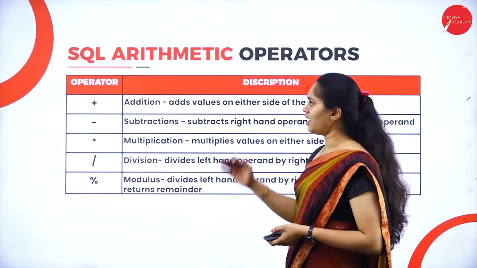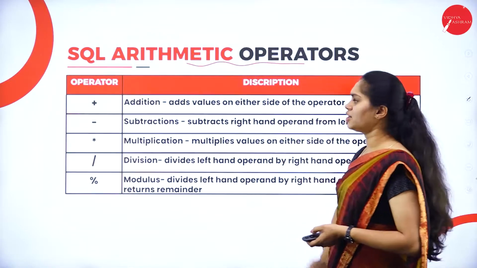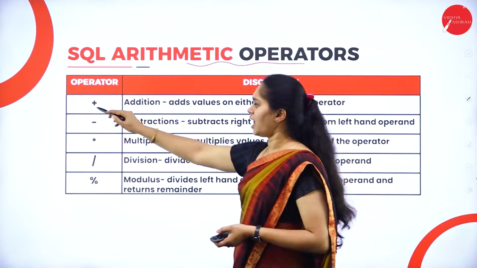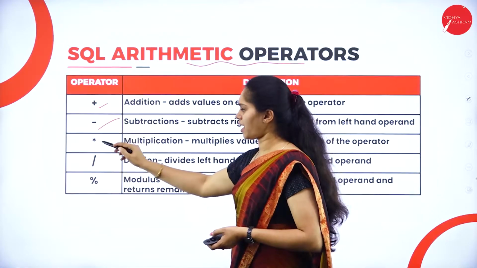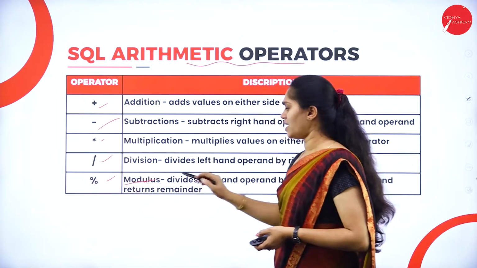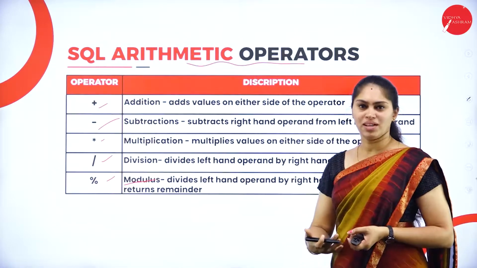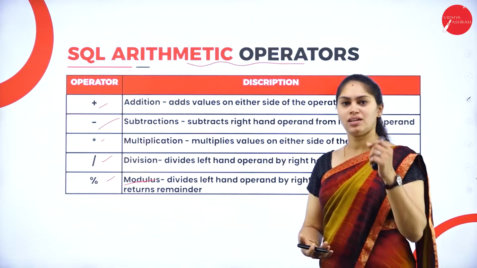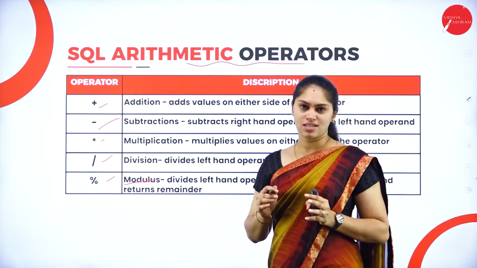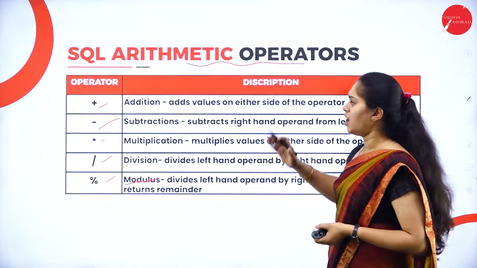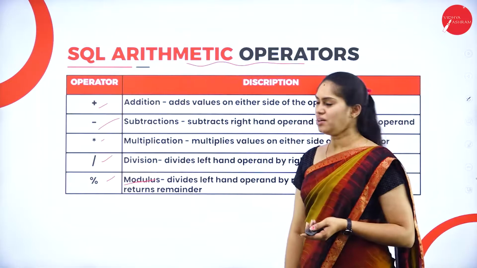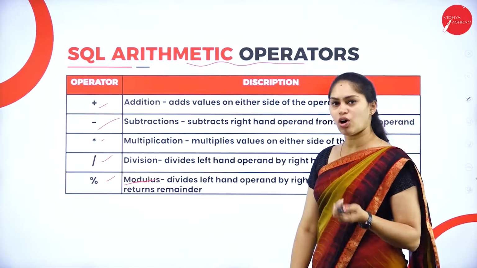Here you can see the list of SQL arithmetic operators. That includes addition, subtraction, multiplication, division, as well as modulus. Each operator performs its own operation, and each operator has its own meaning in SQL. All these are the basic operators which come under arithmetic operations.